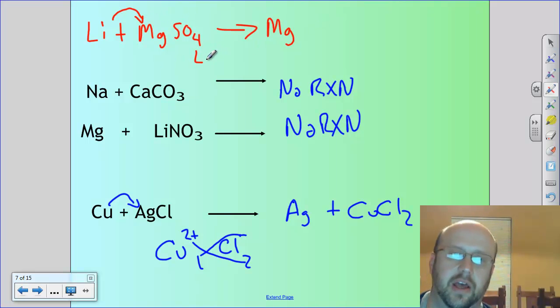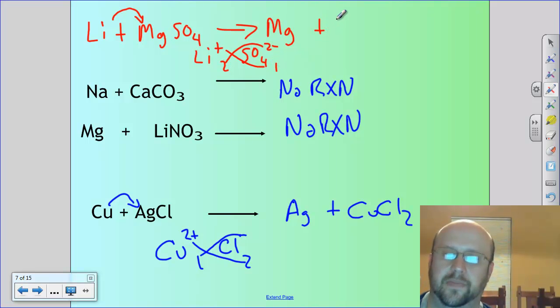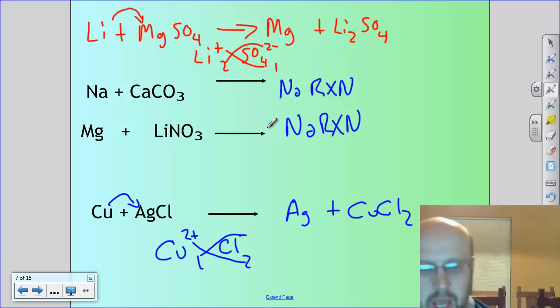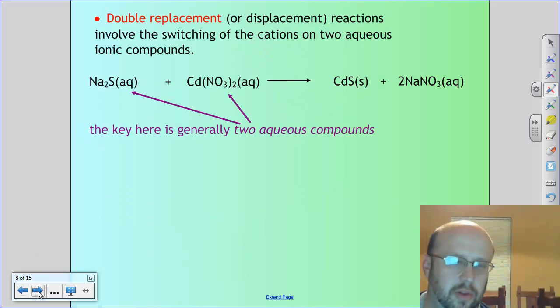So I've got lithium that has a +1 charge. Sulfate has a -2 charge. And anytime we make ionic formulas, we always crisscross them. Okay, so we get Li2SO4. All right, so that's single replacements. Definitely more difficult than the others, but not as hard as what we're going to get to now.